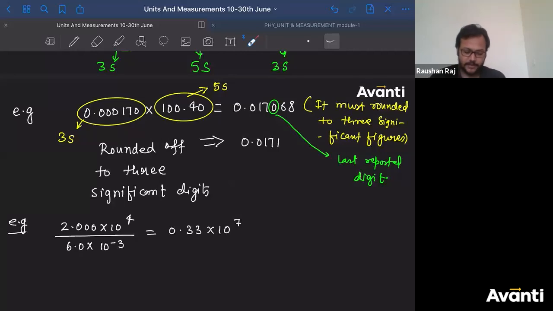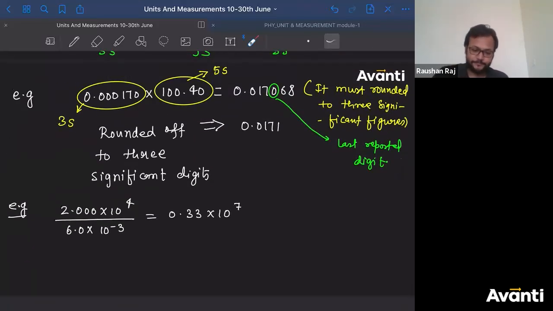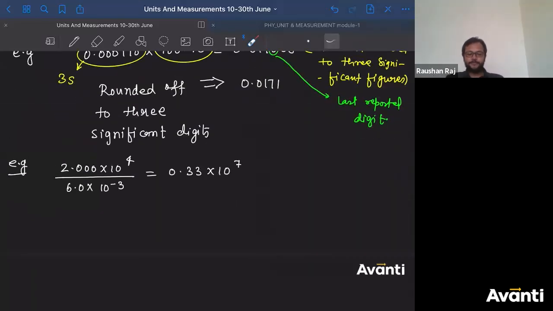बहुत बढ़िया. Now, as you can see in that division here, see how many number of significant digits are there in the numerator part. 4. 1, 2, 3, 4, because there is a decimal here. How many number of significant digits are there in the denominator? Only 2. What should be the answer? In the final answer, the quotient should have only 2 significant digits.